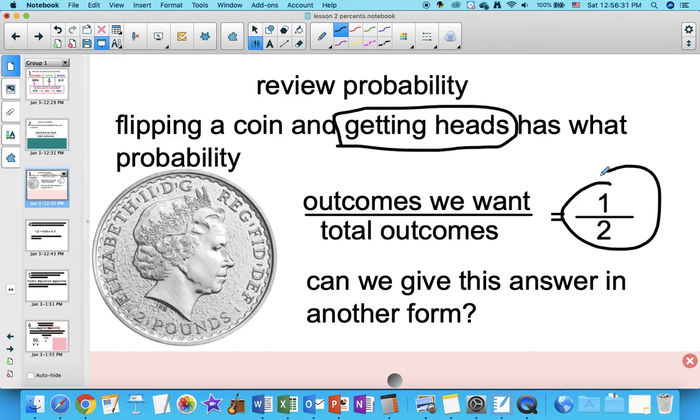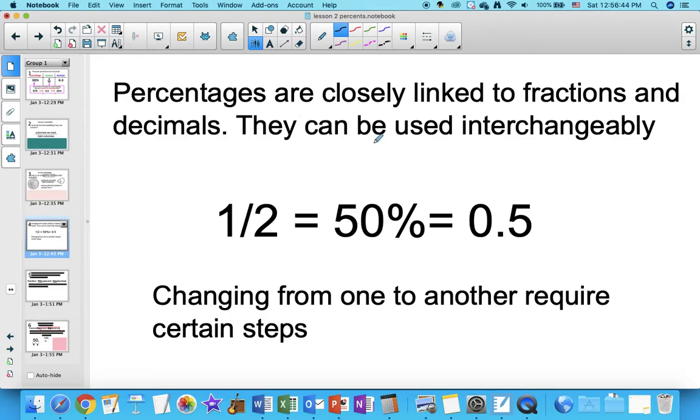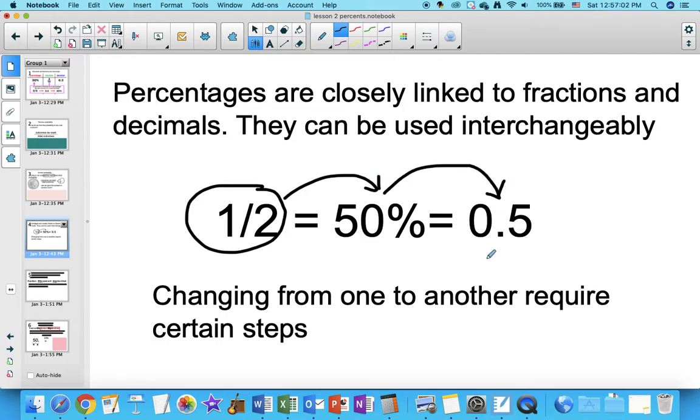When we go, okay, outcomes we want over total outcomes, we end up with a fraction, 1 over 2. How can we give this answer in a different form? Again, this is a review from our very first unit. Percentages are closely linked to fractions and decimals. They can be used basically interchangeably. Changing from one to another requires certain steps. So we know that 1 over 2 is the same as 50% and is the same as 0.5.